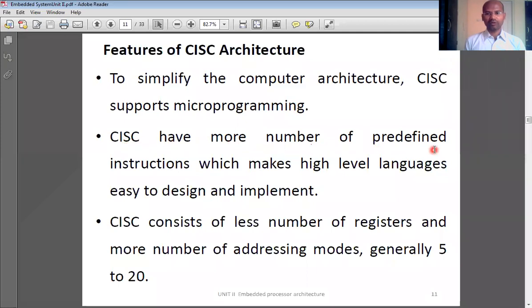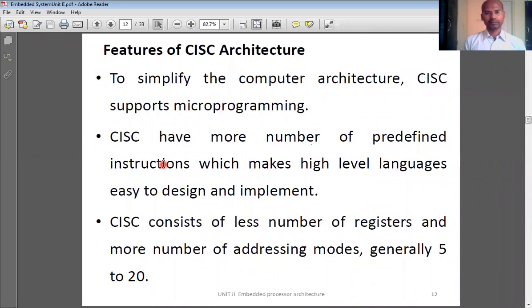Let's see, CISC has more predefined instructions. It has so many predefined instructions like add, multiplication, mult, and so on, which makes high-level languages easy to design and implement. CISC consists of fewer registers and more addressing modes. Generally it supports 5 to 20 addressing modes, whereas it has very few registers. In RISC architecture, we have plenty of registers, 30 to 40, whereas in CISC architecture, we have very few internal registers, which are very close to the processor. They are present within the processor.